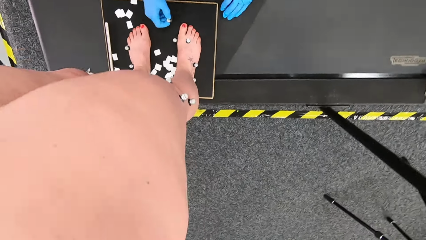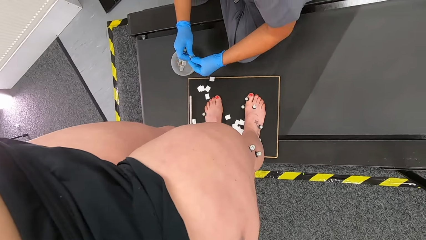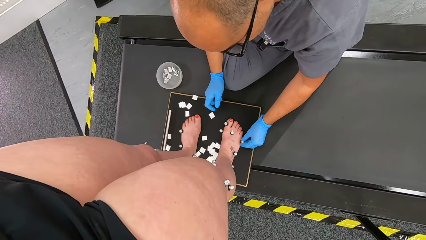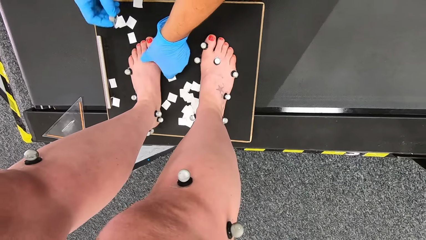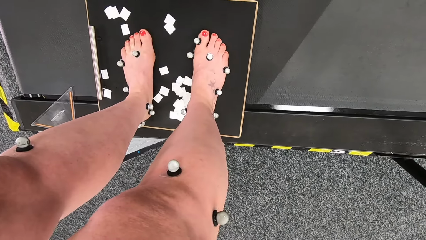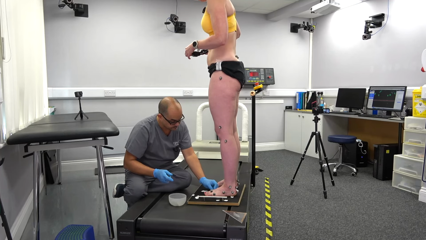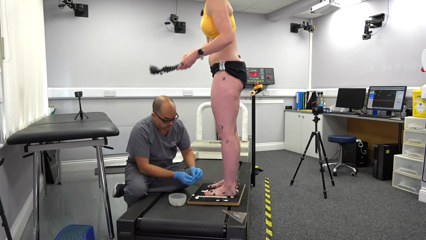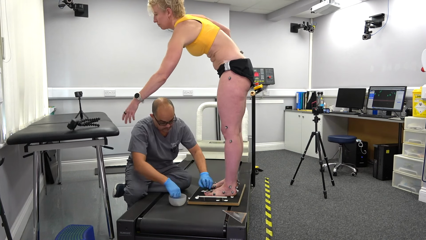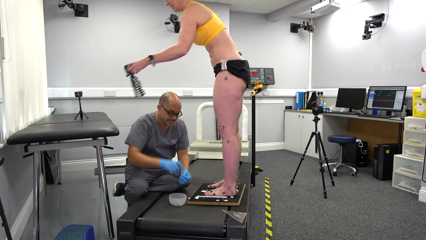That's on the hallux. That's on the fifth toe joint. Second. Very cool. Yes, first. Oh, good job there, quite robust. Thank you.